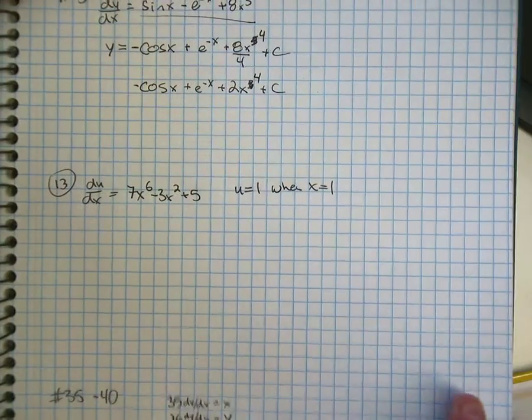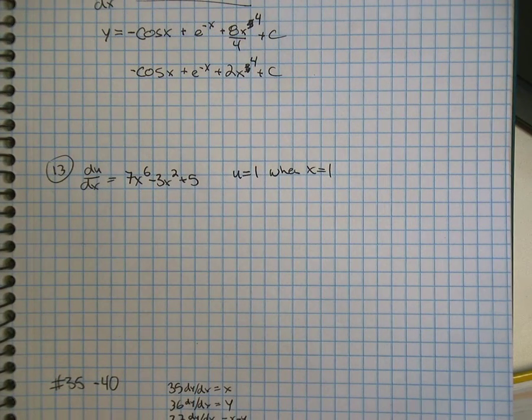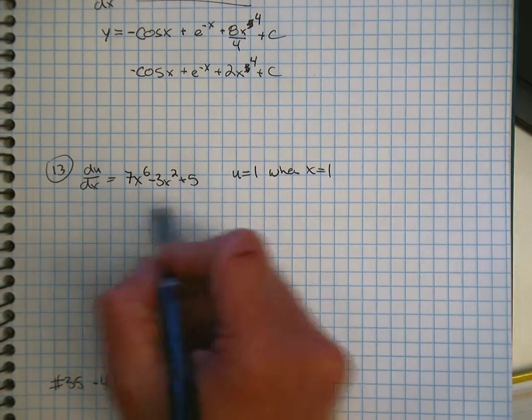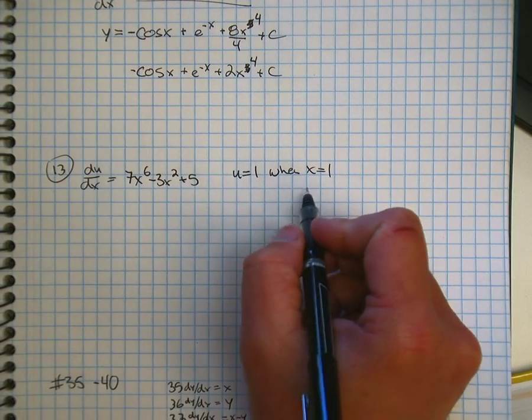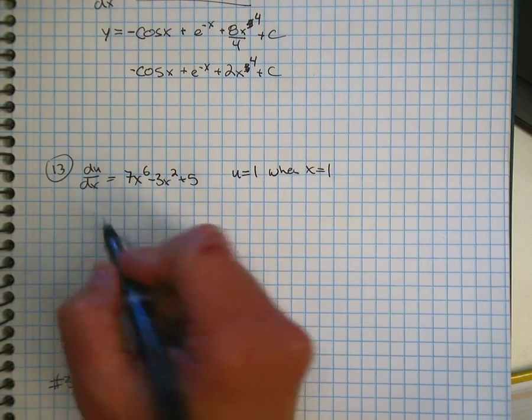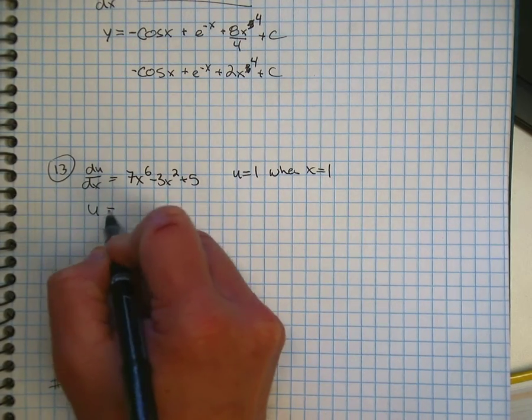Now number 13, the directions say, solve the initial value problem explicitly. So this means figure out what your c is going to be. This one is a little bit different. It's not dy/dx, it's du/dx. Same thing, it's just telling us that our function is going to be u.